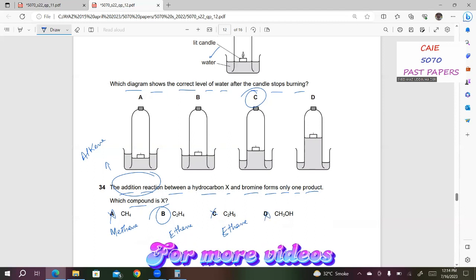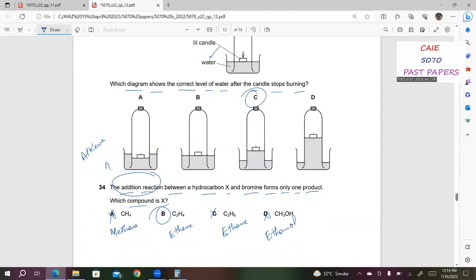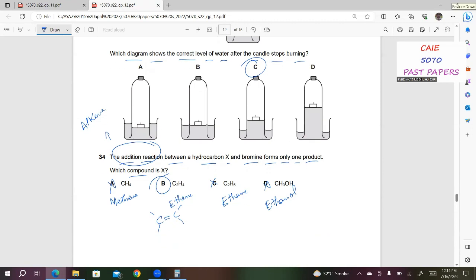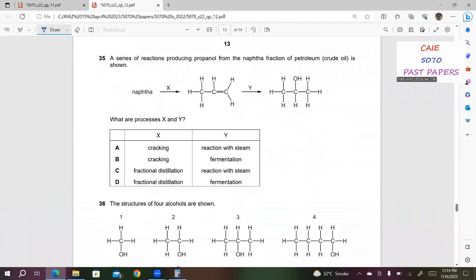Well, the only difference between all of these and ethene is the presence of a carbon-carbon double bond. In case of ethene, there's a carbon-carbon double bond. None of the other compounds contain carbon-carbon double bonds. So the others do not undergo addition reactions. Ethene will undergo addition reaction due to the presence of the carbon-carbon double bond.